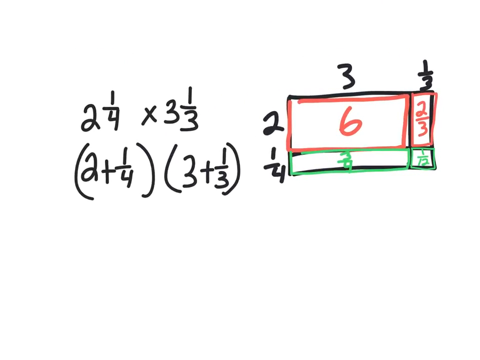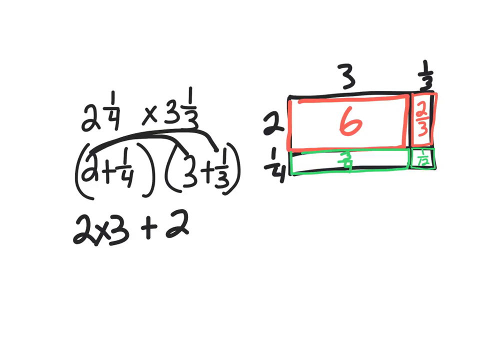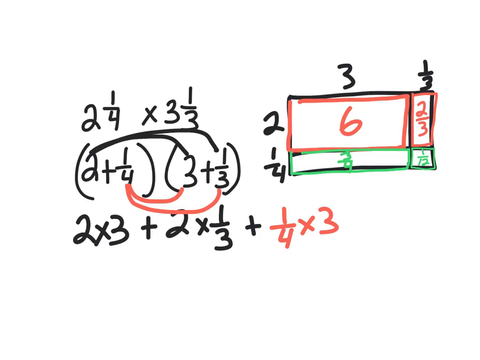So numerically, if we take a look, I started with my 2 times my 3, and I'm going to add then my 2 times my 1/3. Then I'm going to now add my 1/4 times my 3 and my 1/4 times my 1/3.